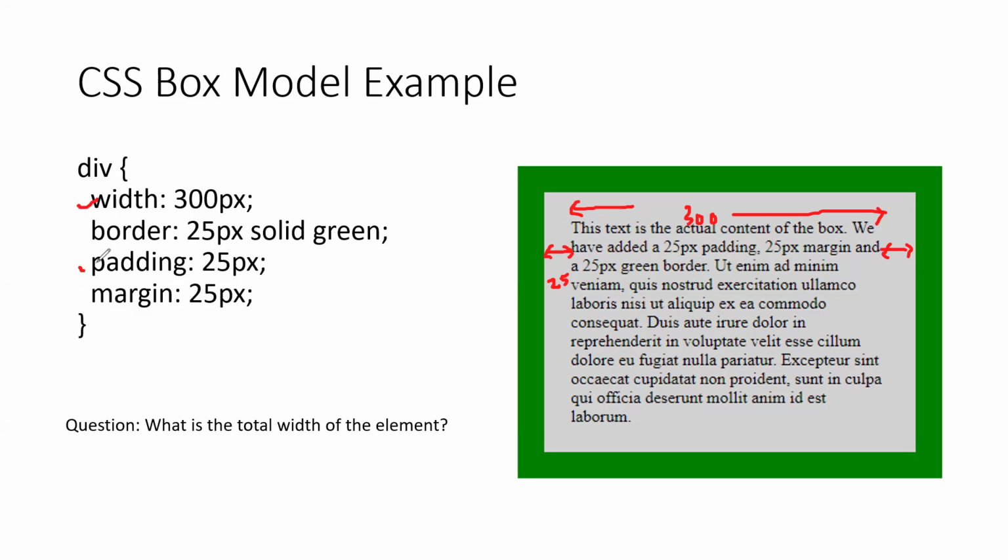Then after that we have the border. Border is also size 25, so this is also 25, and on this side again 25. Then you have margin. Margin means after this also you have 25, and on the other side also 25. So how much do you have? 25, 25, 25. That is 75. Both sides 75. That means 150 plus 300. You should get 450 pixels.